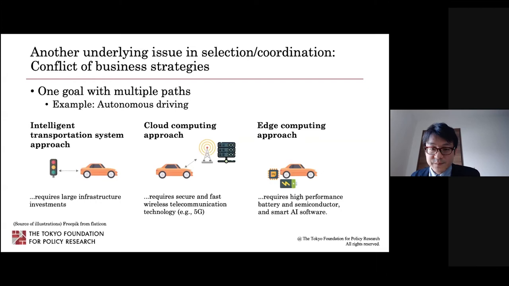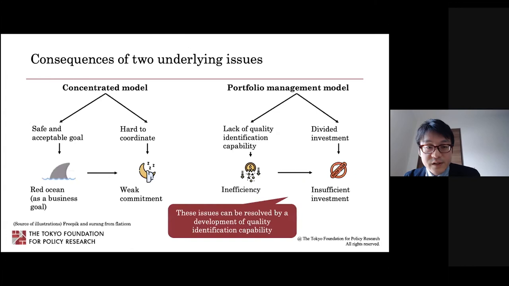This is a short summary of the theoretical perspective. The concentrated model often leads to a red ocean in the industry, because they are likely to choose a safe and acceptable goal, which does not mean a comparative advantage for them. This leads to weak commitment from the industry. On the other hand, the portfolio management model requires certain capability to develop good portfolios. So there are some trade-offs.